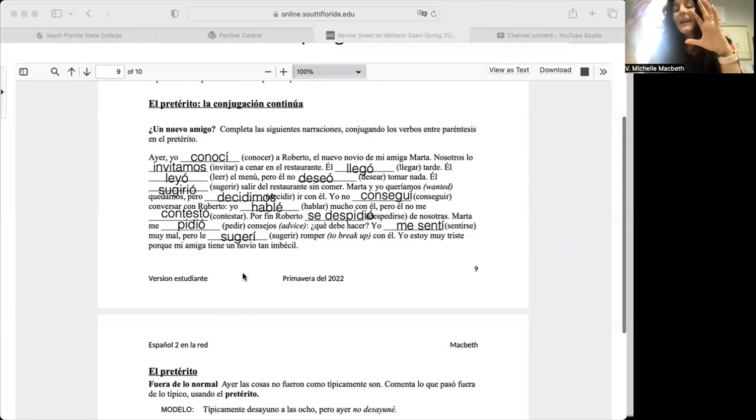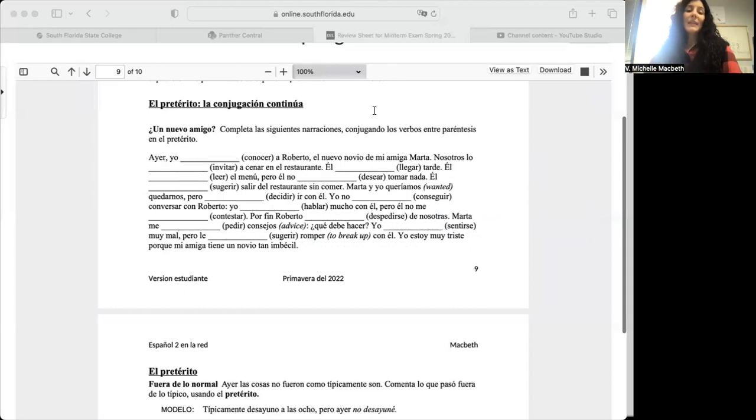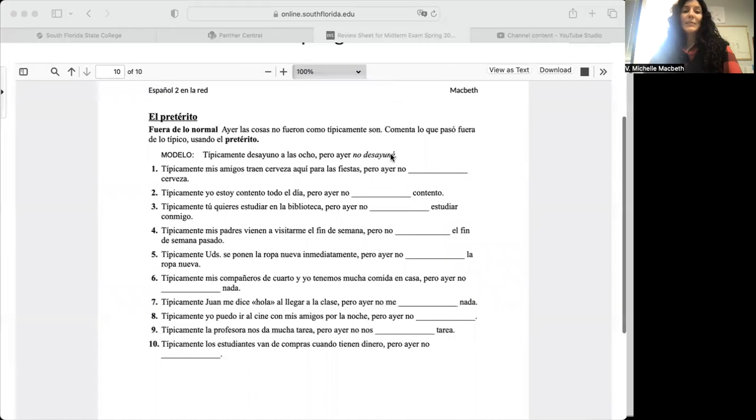Again, all we're doing with these is we have to take off the AR or the ER, and now we're putting on a new ending. So the most important part of this is we need to know the right ending boxes. We need to know the right verb boxes. Okay, and finally, last one, here we go.